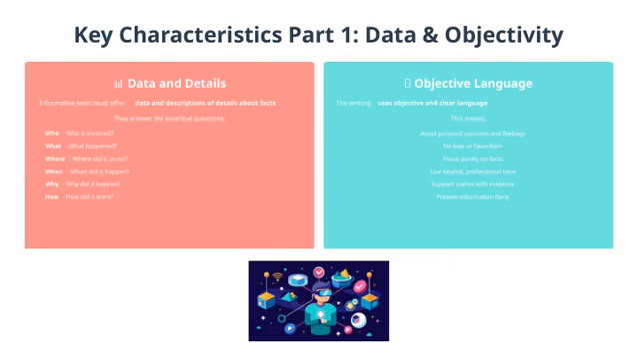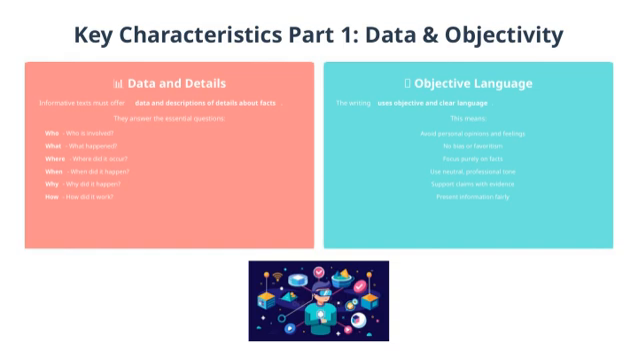Let's start by looking at some key characteristics of data and objectivity. First, we have the importance of data and details. Informative text should provide clear data and detailed descriptions about the facts involved. These details help answer the essential questions. Who is involved? What exactly happened? Where did it occur? When did it take place? Why did it happen? And how did it work? Understanding these questions ensures that the information is complete and precise.